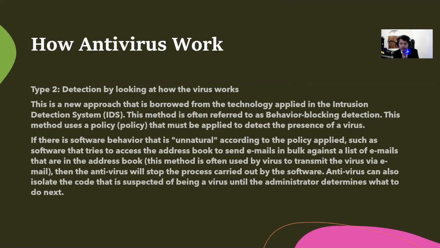This method uses a policy that must be applied to detect the presence of a virus. An example is if there is software behavior that is unnatural according to the policy applied, such as the software trying to access the address book to send emails to a list of emails that are in the address book. This method is often used by a virus to transmit the virus via email. Then the antivirus will stop the process carried out by the software. Antivirus can also isolate the code that is suspected of being a virus until the administrator determines what to do next.